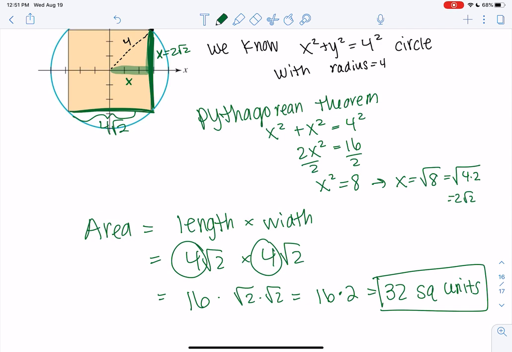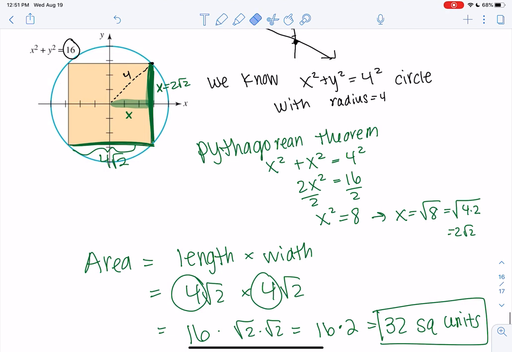So that's how I envisioned it. You might have envisioned it differently. So another way we could have done this is you may have noticed the radius is 4, so the diameter would be 8, and then you could have done this triangle instead. So there's more than one way, and that's why it's really important to use pictures and visuals and kind of just do what makes sense to you.